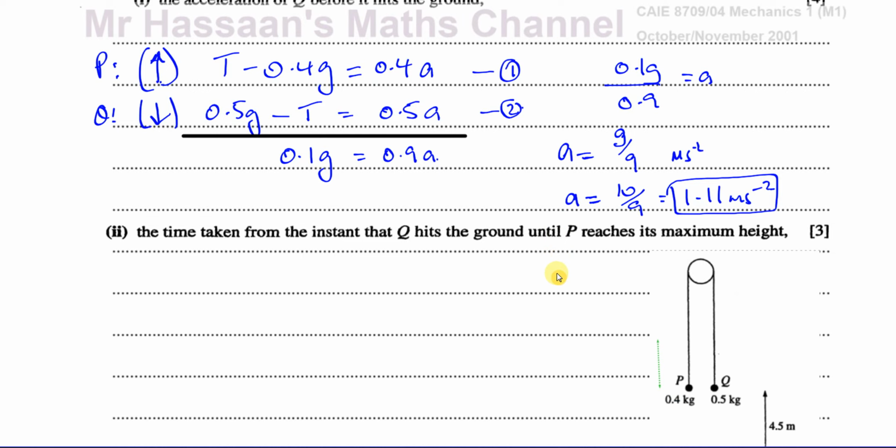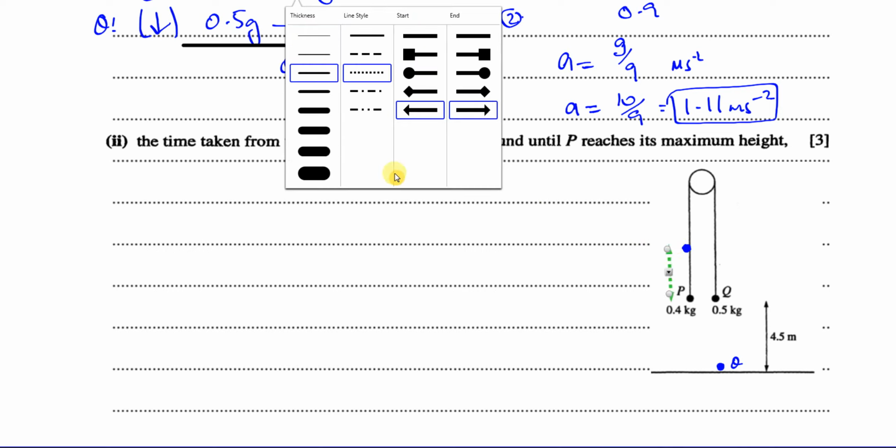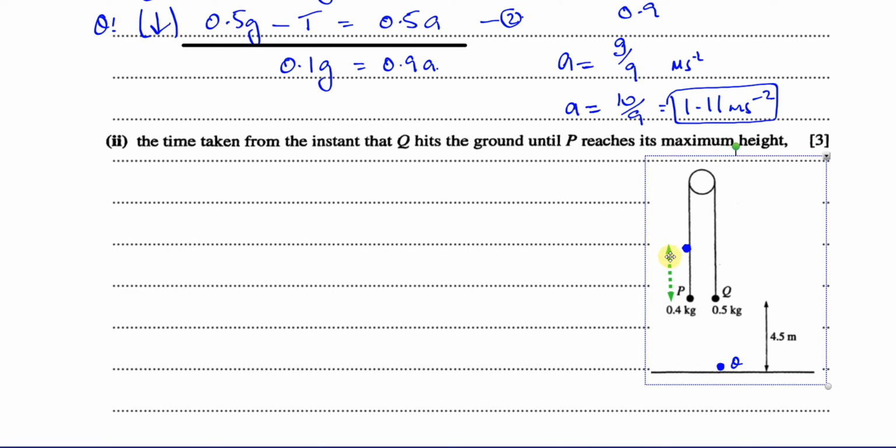Now for part 2. It says the time taken from the instant that Q hits the ground until P reaches its maximum height. So what's going to happen here? Q is going to hit the ground. Of course, Q is going to fall through 4.5 meters, and P is going to rise up 4.5 meters, so it's going to rise up to this level over here. This line was from previous messing around I was doing. So that distance is how high it moves while Q is falling.